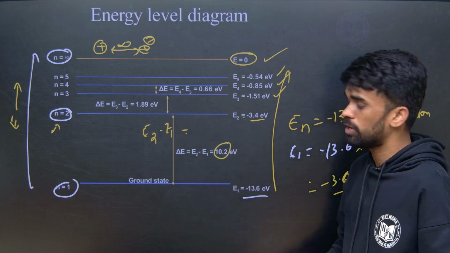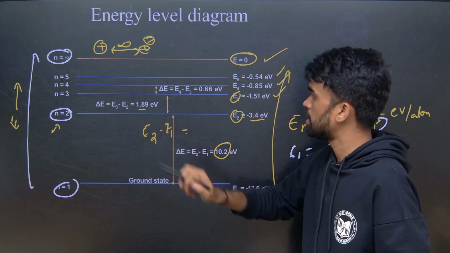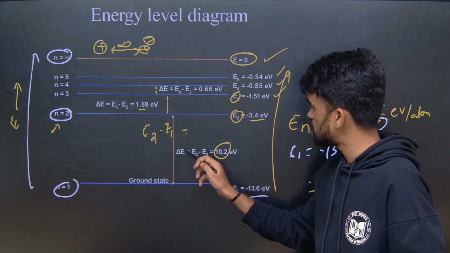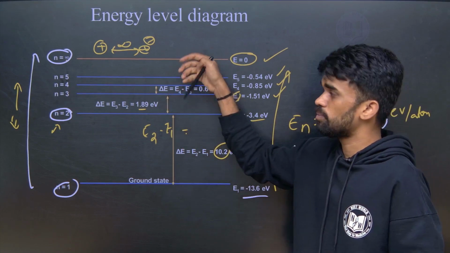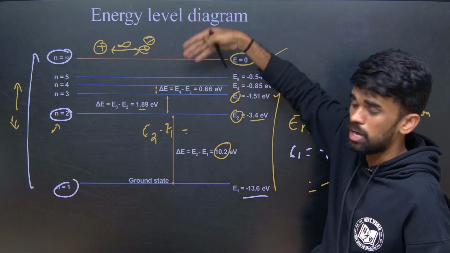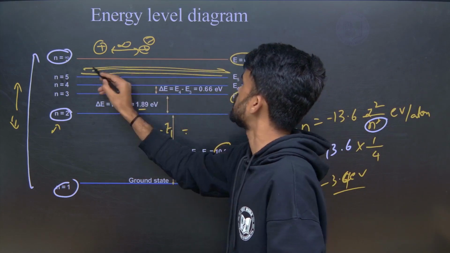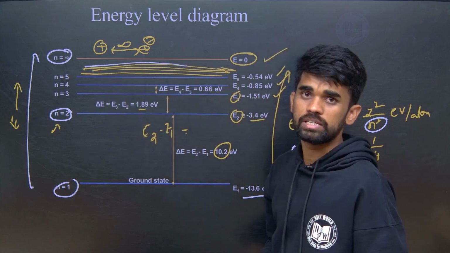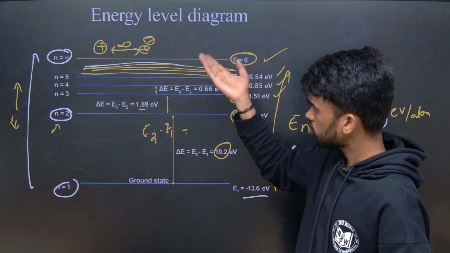Here we got 10.2 electron volt. What about E3 minus E2? We got 1.89, which means the energy gap is more in the first case, which is decreased, again decreased as we go to the upper side. So what happens is the energy levels become very close to each other. It means the energy gap decreases as we move up.